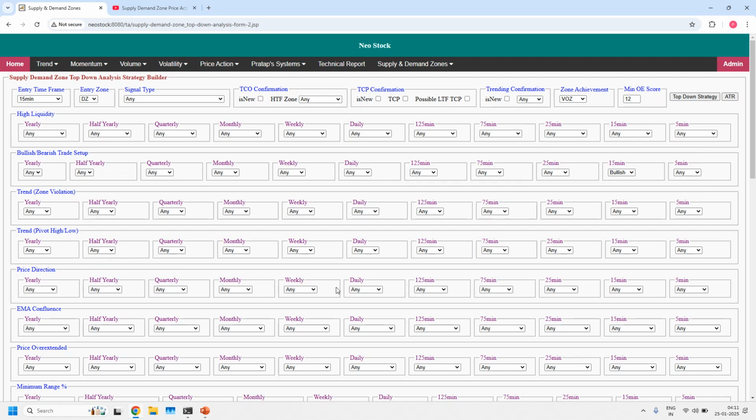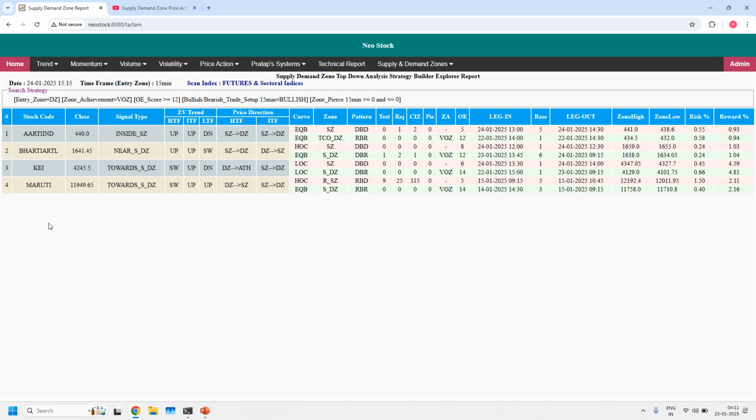Okay. Now we set these filters. Now the filters are applied to the 15 minute demand zone. Now I am filtering the stocks. See, we got 4 stocks. Currently these 4 stocks are supporting a bullish trade setup for daily income trade.